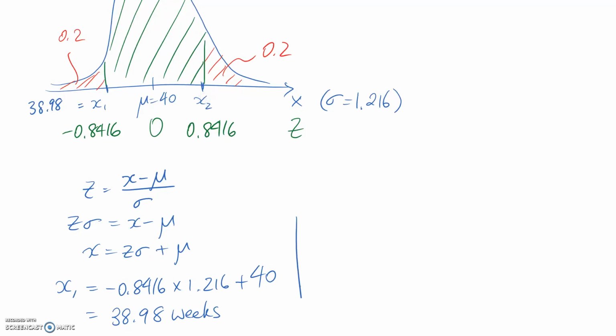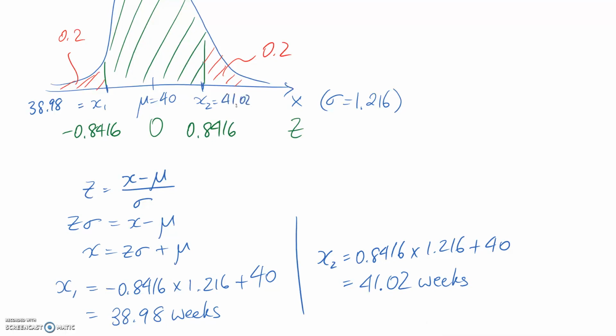Alright, so now let's go and get x2. I'm going to reuse this equation. So z this time is positive. Everything else is the same. And when you type that in a calculator, it's about 41.02 weeks. Alright, so what this means is that the middle 60% of observations are going to lie between 38.98 weeks and 41.02 weeks. So that's all there is for this video, and I'll see you in another one.